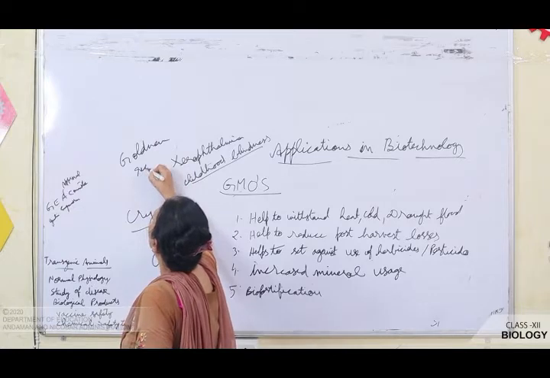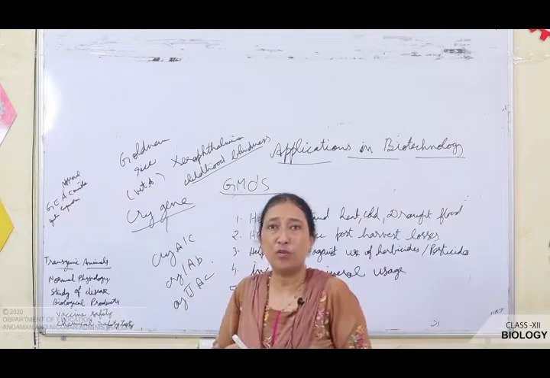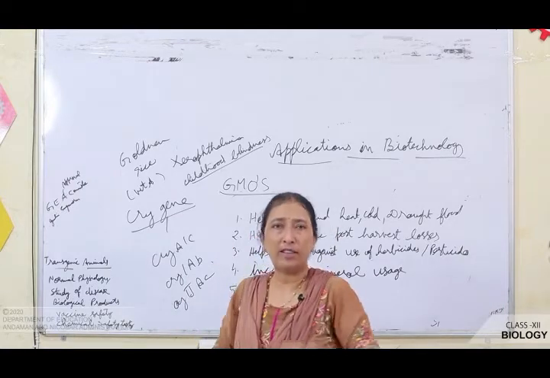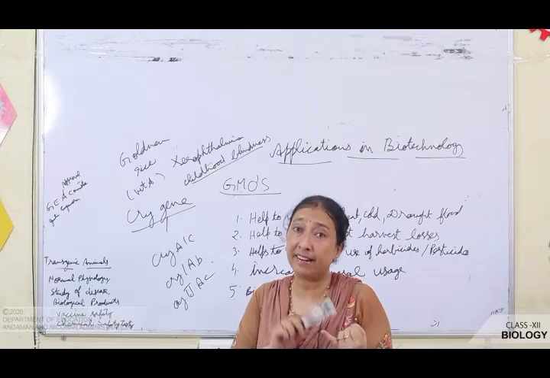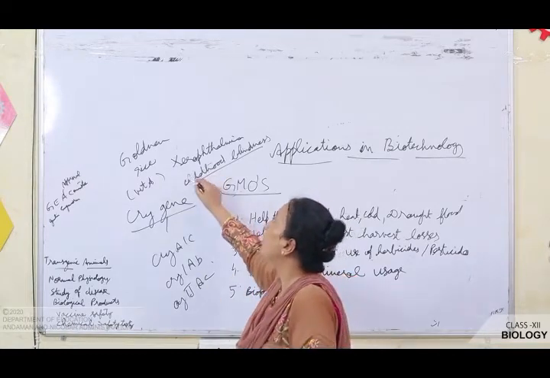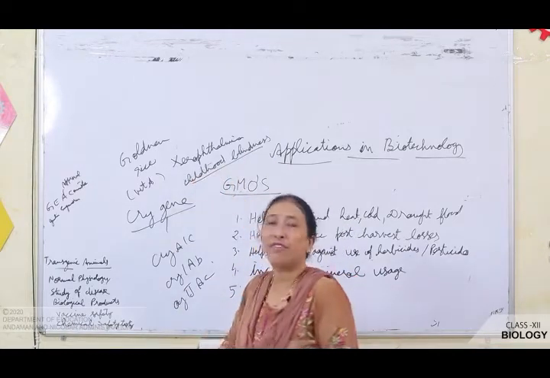Why is it known as the golden rice? Because it is enriched with vitamin A. So if the child is only taking rice, the child is having carbohydrate enriched with vitamin A. So we will not get children suffering from xerophthalmia.